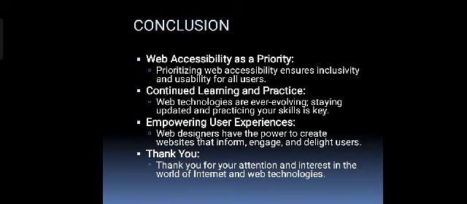Web accessibility as a priority. Web accessibility is the first priority. Prioritizing web accessibility ensures inclusivity and usability for all users. So we create a website in such a way that users can easily use it. It should be more readable to them and it should be more understandable to them.